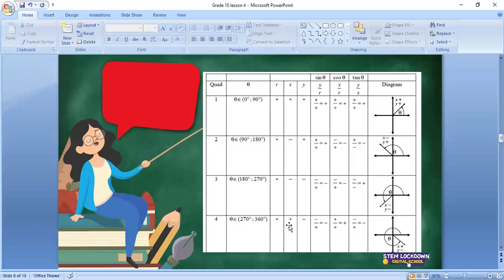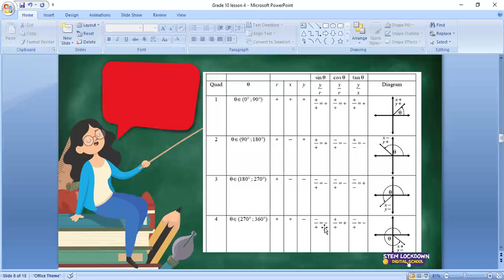Okay. And then the fourth quadrant is that quadrant that is between 270 and 360. Angles that lie between 270 and 360 are in the fourth quadrant. For example, angle 320 is in the fourth quadrant. We say in the fourth quadrant, only the cosine is positive, and the sine is negative.